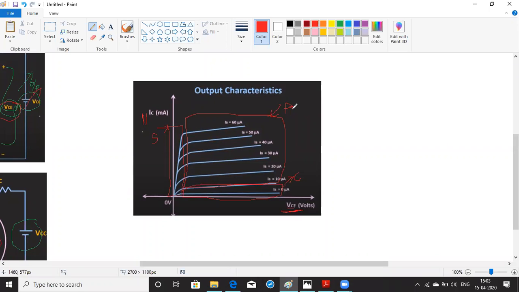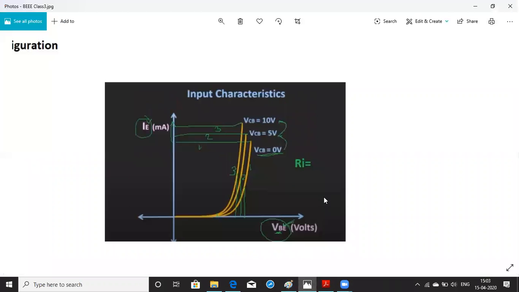So when it is operating under the active region, when it is operating under the saturation region, when it is operating under the cutoff region. The only thing is, if you observe clearly, if you are comparing the characteristics with the common base, what actually the characteristics of the common base are, I'm just opening that one, you see the output characteristics.